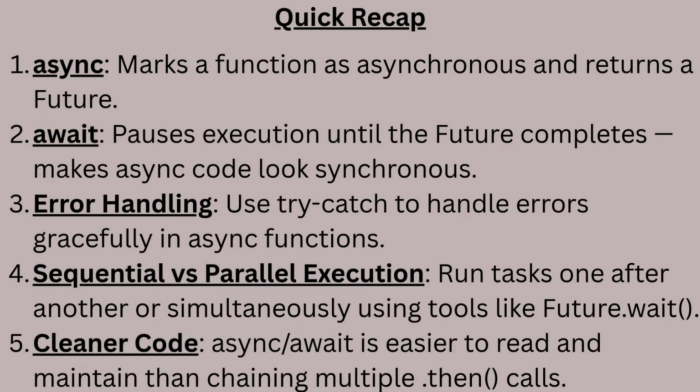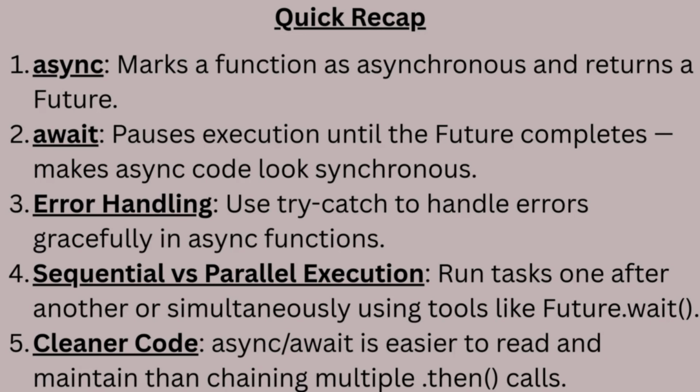So you can literally say, wait here until this task finishes, then move on. This makes your code feel synchronous; it's cleaner, easier to read, and avoids deeply nested then chains. Third, use try-catch for error handling in async code. Since things can go wrong, maybe the internet is down or a file doesn't exist, wrapping your await calls inside a try block helps you catch and handle those errors gracefully without crashing your app.